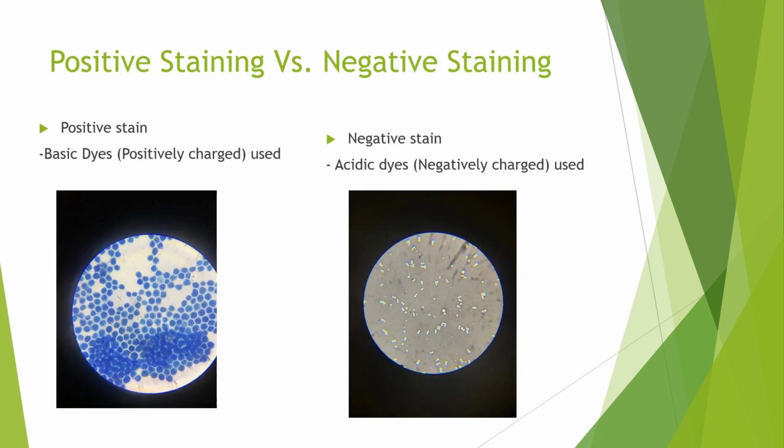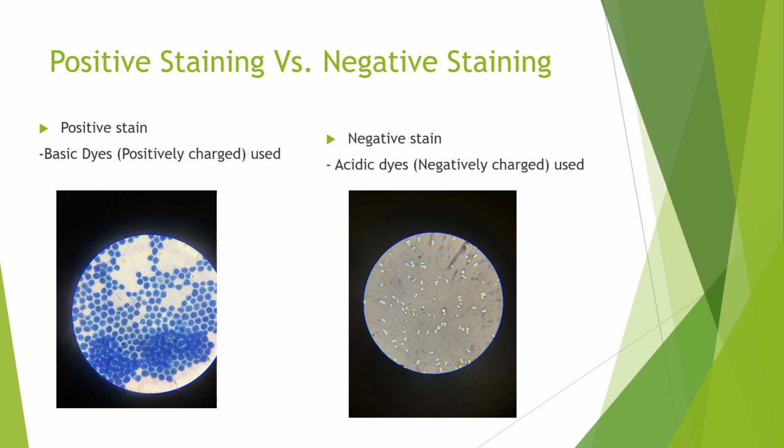Now I want to introduce you to positive staining versus negative staining. What's a positive stain? A positive stain is a type of stain where the dye that we use is usually known as a basic dye. What are basic dyes? Basic dyes are dyes that have a charge to them, and the charge that they are carrying is positive. So positive stains are stains where we use a dye that has a positive charge to it.